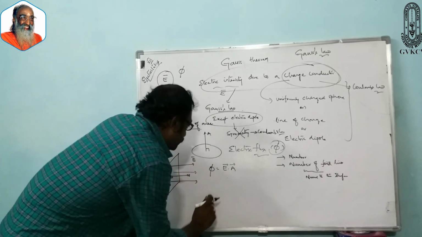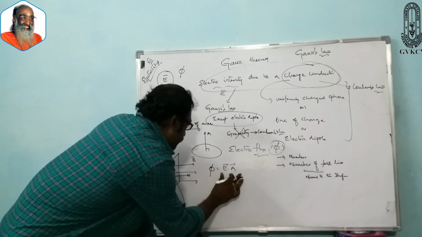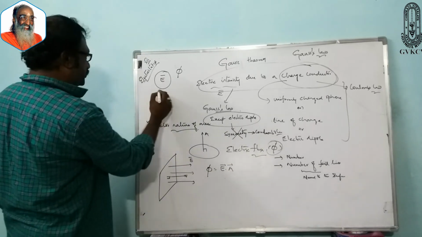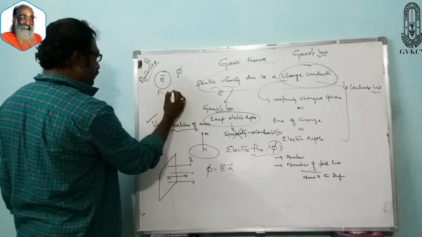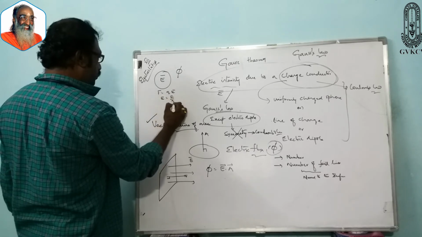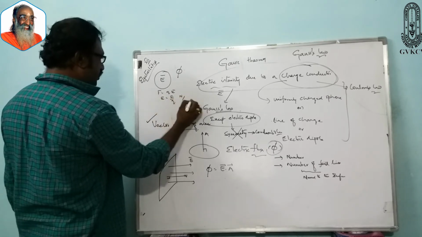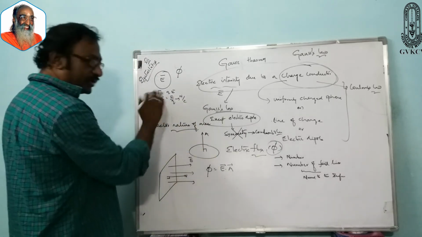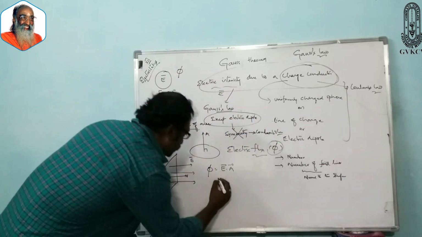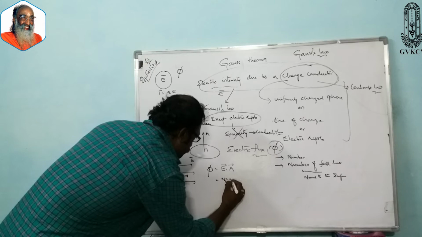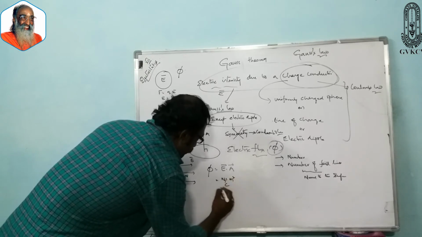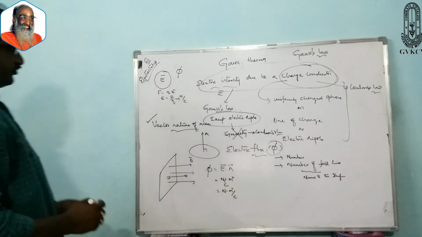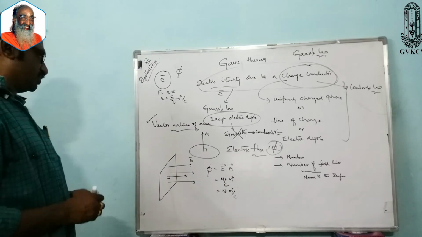Now phi is equal to E dot A, and by using this we can give the units for phi, the electric flux. How to give the units? Already you know F is equal to QE, so E is equal to F by Q. Force is in Newton, Q is in Coulomb. So E is Newton per Coulomb. If you forget, you can extract the unit like that. Then Newton per Coulomb times meter square, since area is in meter square. So the unit is Newton meter square per Coulomb. This is the unit for the electric flux. So phi is equal to EA.